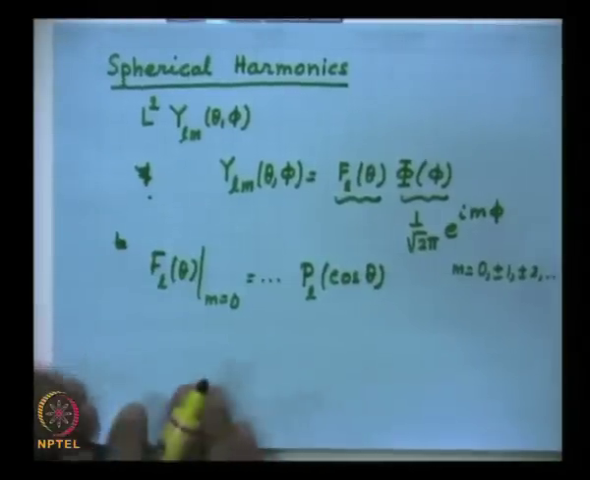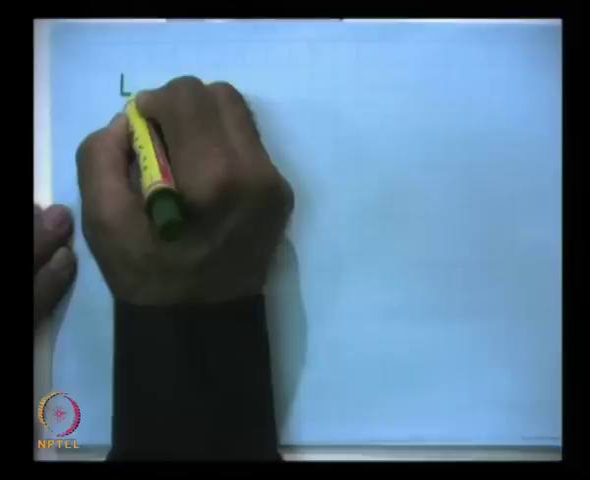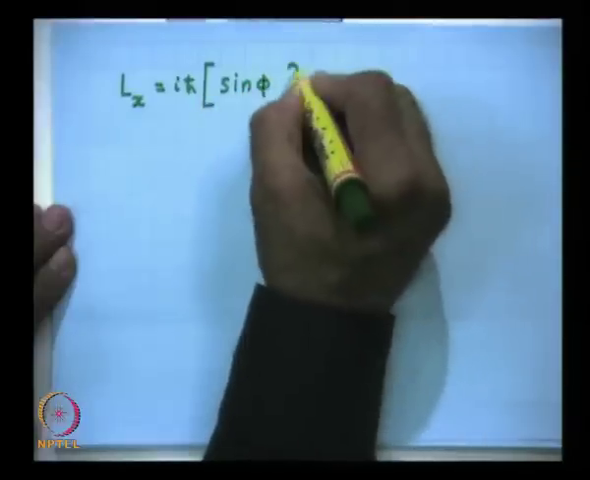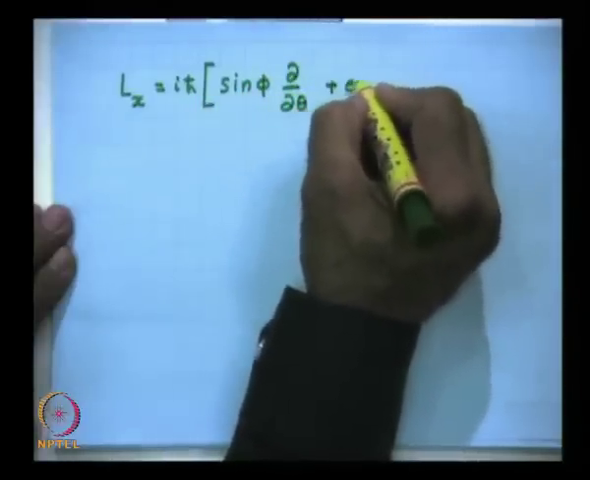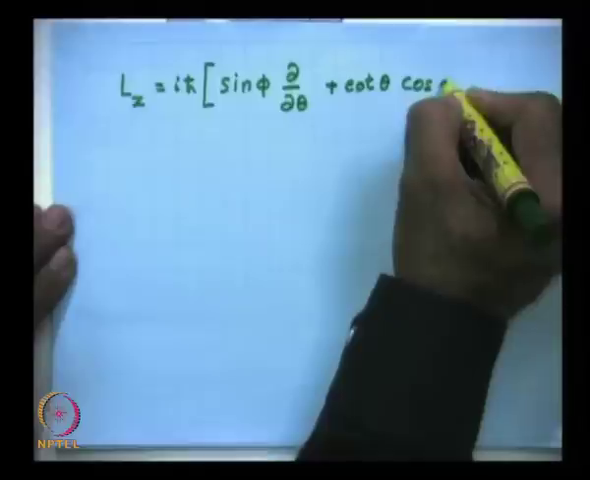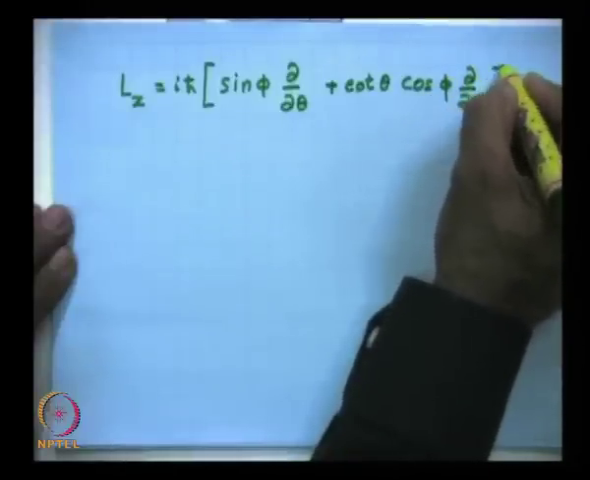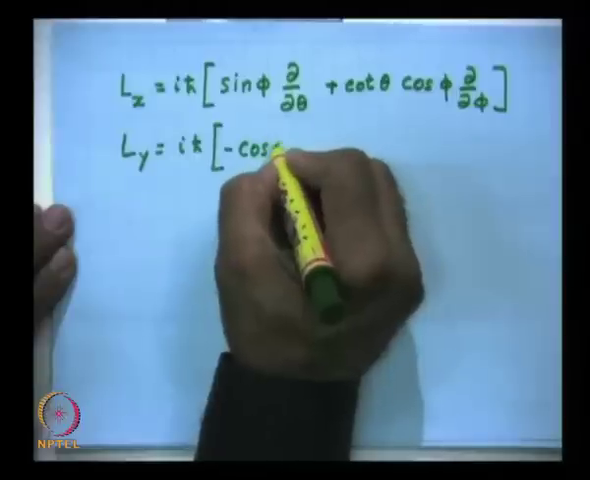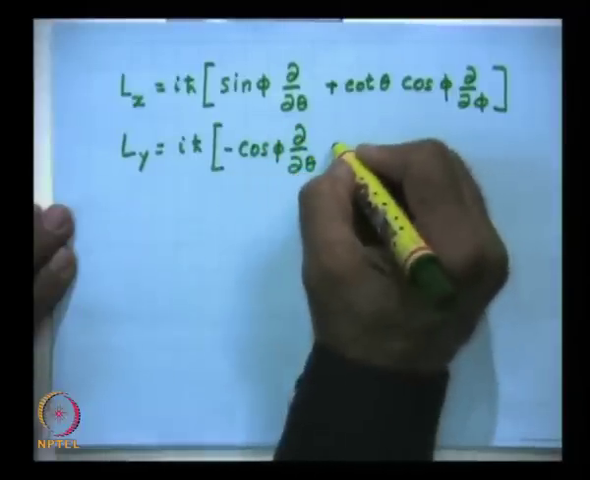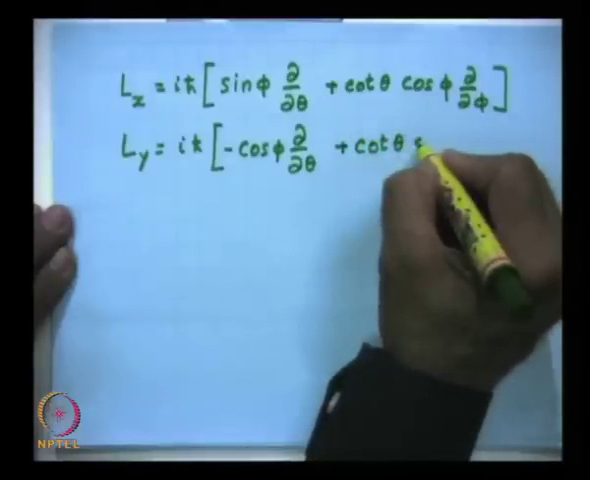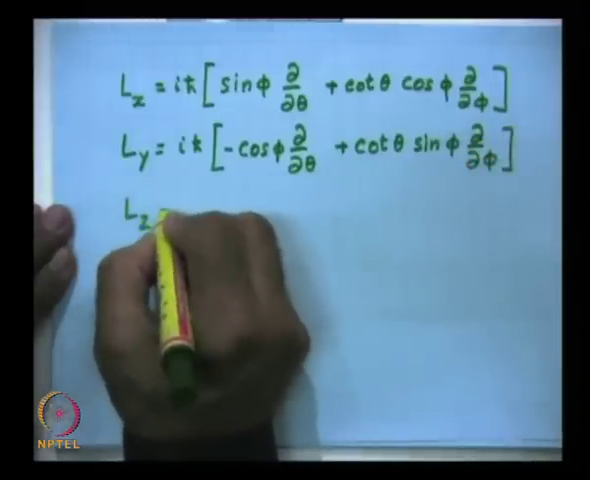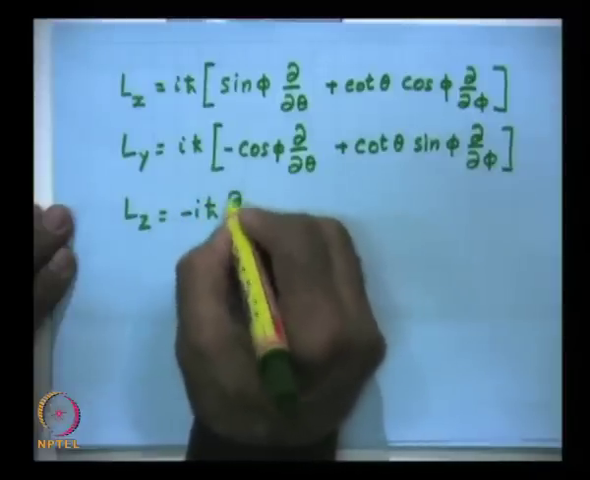Now, as you may recollect, we had derived the differential operators for Lx, Ly and Lz. Lx is equal to iħ (sin φ ∂/∂θ + cot θ cos φ ∂/∂φ). Ly is equal to iħ (−cos φ ∂/∂θ + cot θ sin φ ∂/∂φ). And we had from first principles also derived that Lz, the differential operator representation, was −iħ ∂/∂φ.